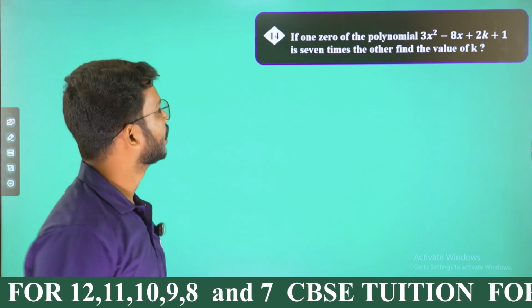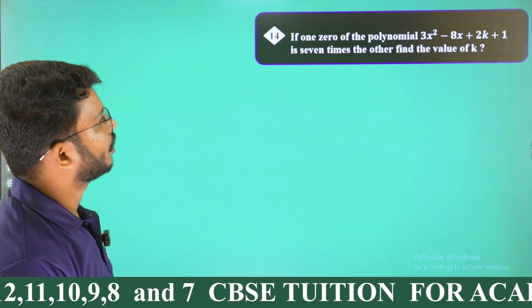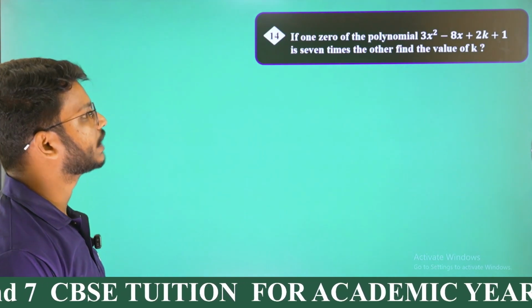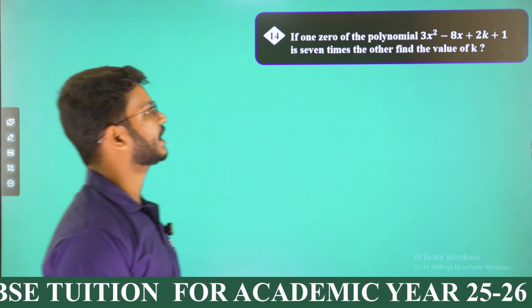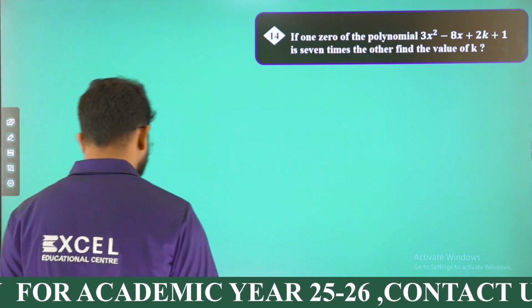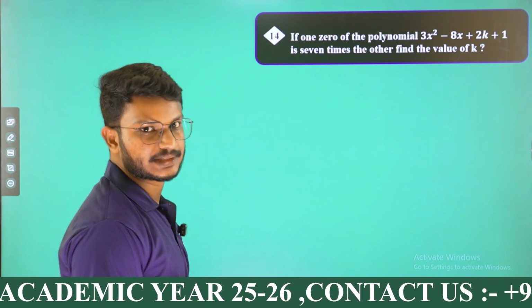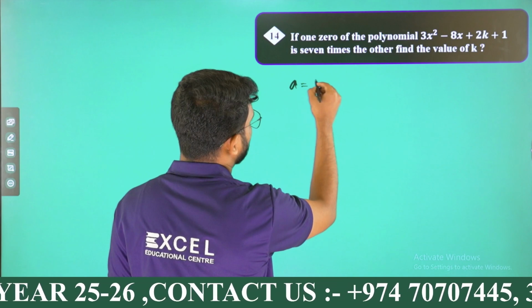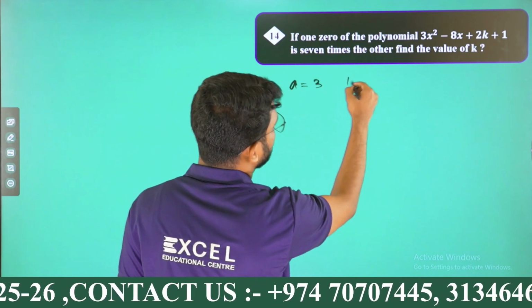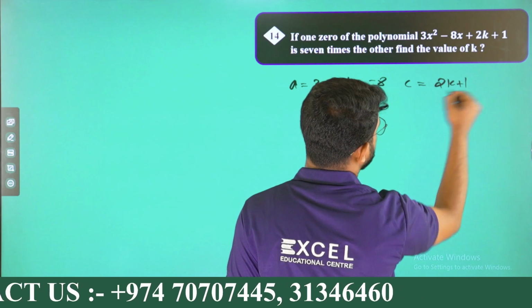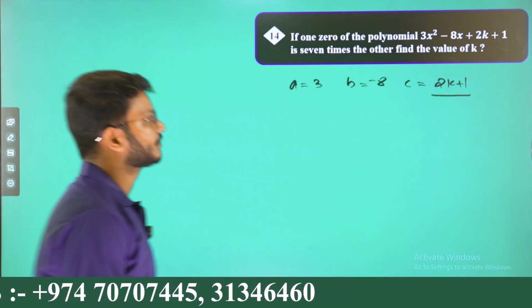The 14th one. If one zero of the polynomial 3x² − 8x + 2k + 1 is 7 times the other, find the value of k. So here one zero is 7 times the other. Before that, first we can list a, b, c. A equals 3, b equals minus 8, and c is equal to 2k plus 1.